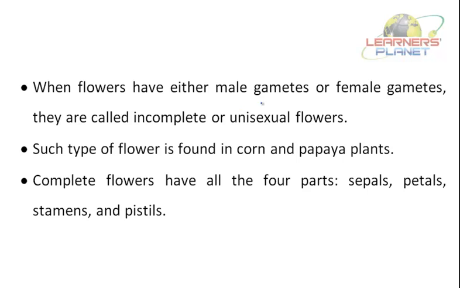Whereas when flowers have either male gametes or female gametes, they are called incomplete or unisexual flowers. Unisexual means it will consist of either of the sexes, either the male organs or the female organs in a flower. So it is unisexual, meaning only one sex. Where there is only one sex, it is incomplete.